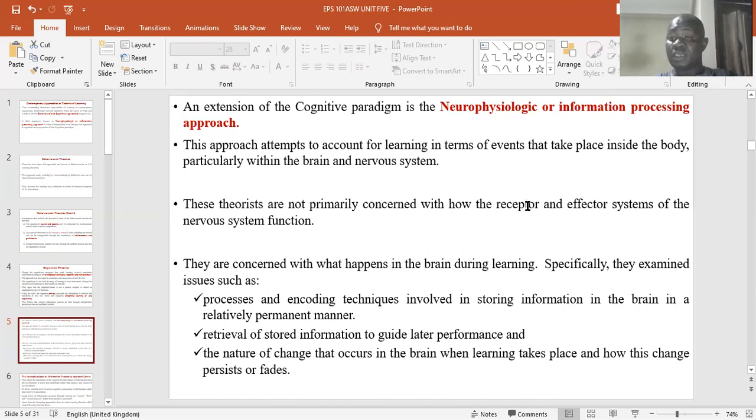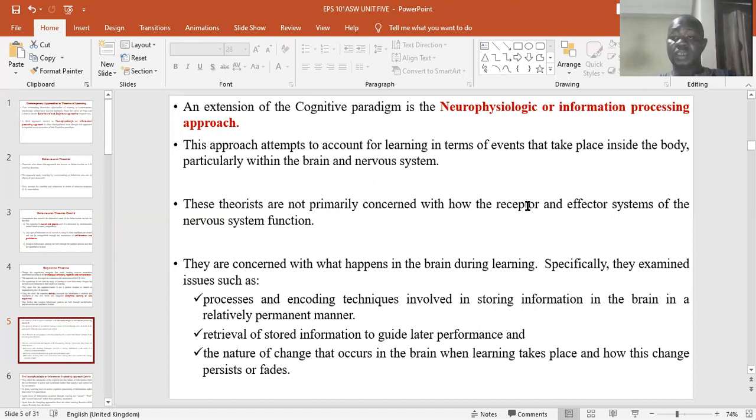Then you try to maintain the information within your memory system. That's the storage. Then when you are asked a question and you bring forth the information to solve a problem, that's the retrieval. So with them, they are concerned with whatever happens during learning in the brain of the person. So they examine issues such as the processes and encoding techniques that are involved in storing information in the brain in a relatively permanent manner. Two, the retrieval of the stored information to guide your later performance of any task that you'll be engaged in.